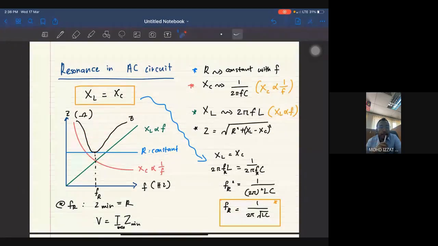Dia sebenarnya ada significance dia dekat power. Tapi sebab saya tak belajar di power, dari kita masuk, mungkin saya boleh sentuh lah what happen when you have a Z minimum. Okay, so far ada soalan tak?